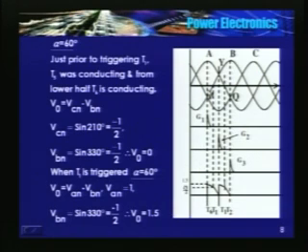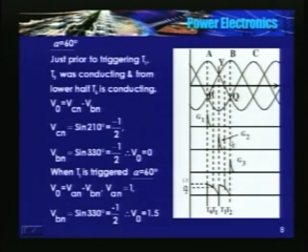Now what happens to the output voltage waveform beyond 30 degrees from there? At this instant, VAN is sin 120, that is root 3 by 2. We haven't triggered T2, T6 is still conducting, so VBN at this instant is 0, so output voltage is root 3 by 2 itself. VAN minus VBN, VBN is 0, so it is root 3 by 2.